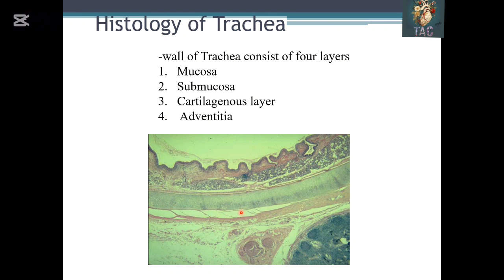So what about the histology of the trachea? The tracheal wall consists of four layers: the mucosa, the submucosa, the cartilaginous layer, and then the adventitia. In this slide you can see the mucosa consisting of epithelium, lamina propria, and muscularis mucosae. Then the submucosa, then the cartilage layer, and outer to this is the adventitia.